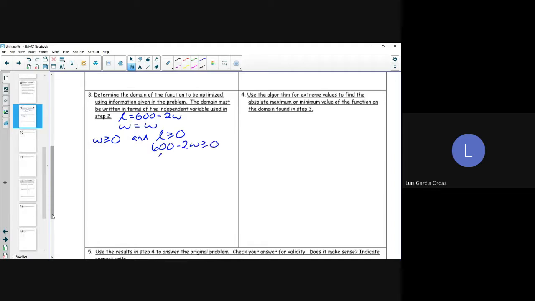I can move my 2w over. 600 becomes greater than or equal to 2w. Divide both sides by 2. And I get w is less than or equal to 300. So my domain, so my dimensions, so my width has to be in between 300 and 0. So w is less than or equal to 300, but also greater than or equal to 0.